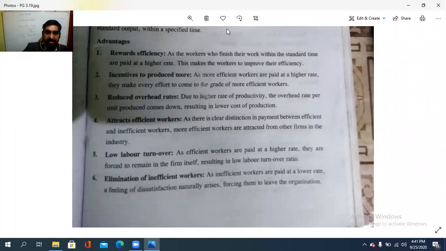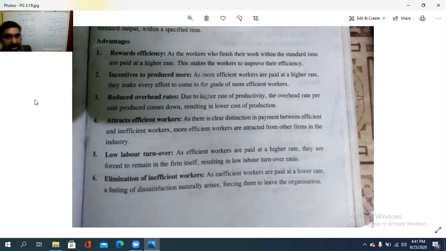So what are its merits? Merits. So, rewards efficiency, isn't it? Based on the efficiency of each and every worker, he or she will be getting rewarded or remunerated, rather extra, more than the level generated or set. If anybody is working hard, they will get remunerated.